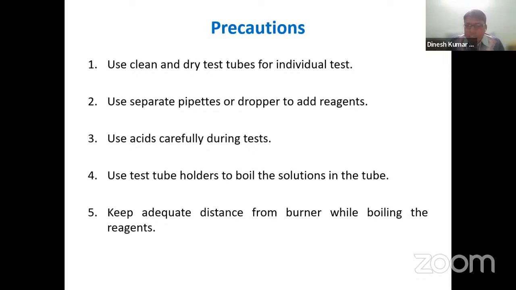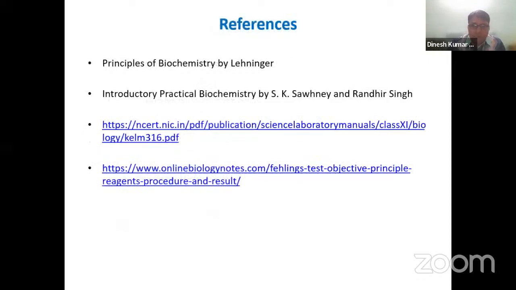Do not hold the test tube in your hand while boiling or while keeping it in the boiling water bath, and keep adequate distance from the burner while boiling the reagents, because if you are keeping the test tube for a long period of time, the drops can come out, and it may affect the skin. These are some precautions. These are the references from which this has been taken.